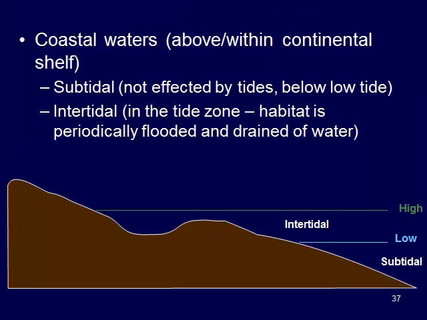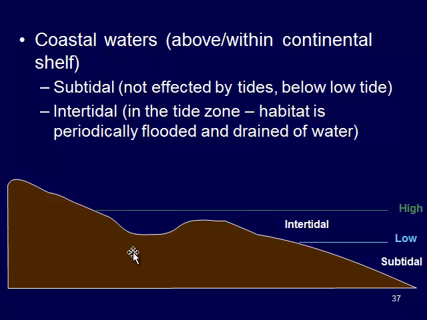Our coastal waters, when we get closer to the edge of a continent, are above or within the continental shelf. We've got subtidal, which is a zone that's not affected by tides. Here we can see low tide in blue, high tide in green. The subtidal zone is below low tide, so those organisms are not affected by tides at all and don't have to deal with being exposed to air. Whereas the intertidal zone, where we went on our field trip, is in that tide zone, and those organisms are periodically above and below sea level, at least once, maybe twice a day.